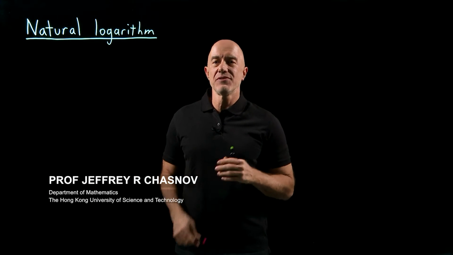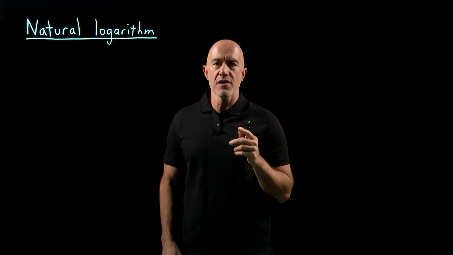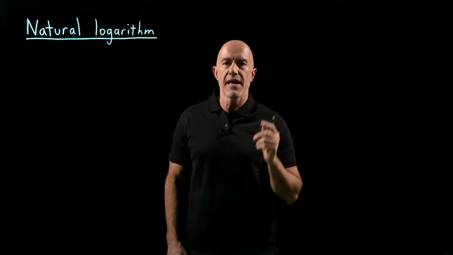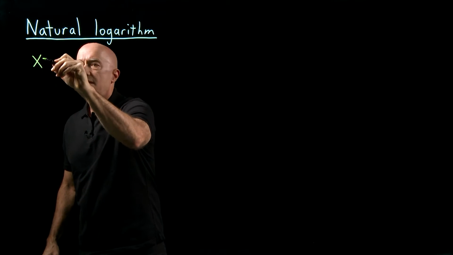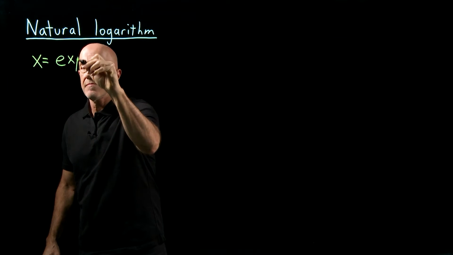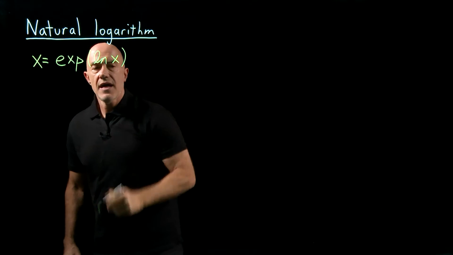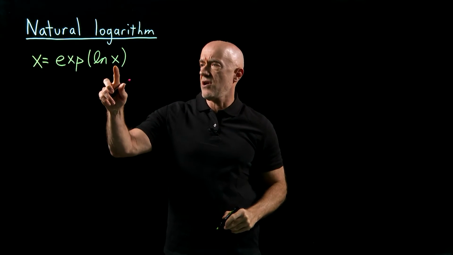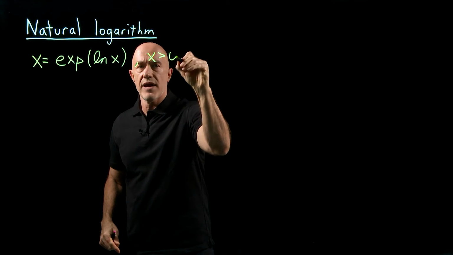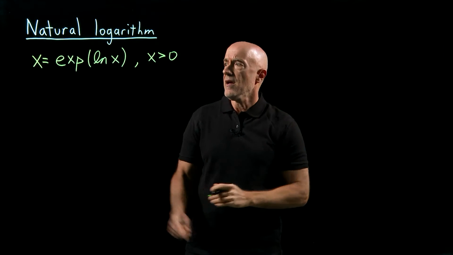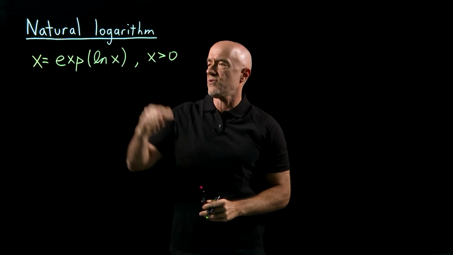Now let's learn how to differentiate the natural logarithm. Remember, the natural logarithm is the inverse function to the exponential function. So we can write the relationship that x is equal to the exponential function of the natural logarithm of x. The natural logarithm only takes arguments that are positive, so here we have to restrict x to be greater than 0. So we can use this equation now to determine the derivative of the natural logarithm.